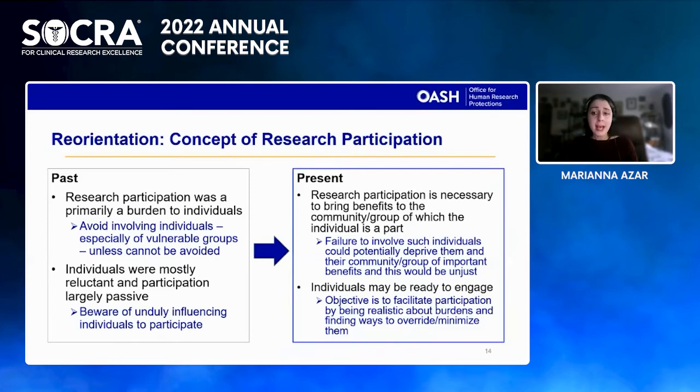Now, if justice means access, the old idea that participating in research is a burden and that participation may sometimes be exploited requires a reorientation to a more proactive and positive take on research participation. But what does this actually mean?